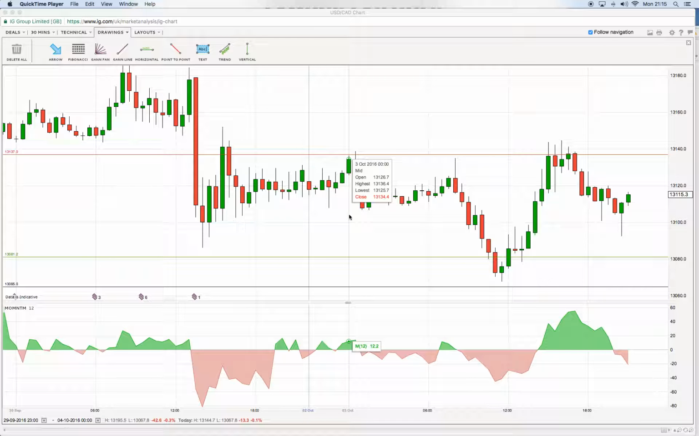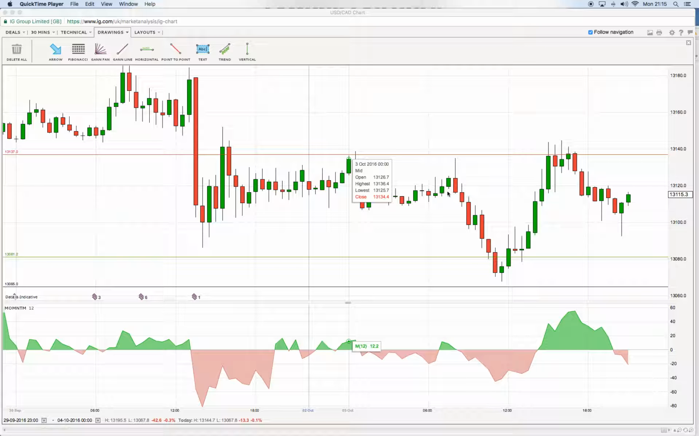In this session we're going to focus on the momentum divergence, and we will see how to use this indicator to enter and to exit a position in the market. First thing to say is we're looking at the 30 minutes chart, and we're adding the momentum, which measures the rate of change of the chart.